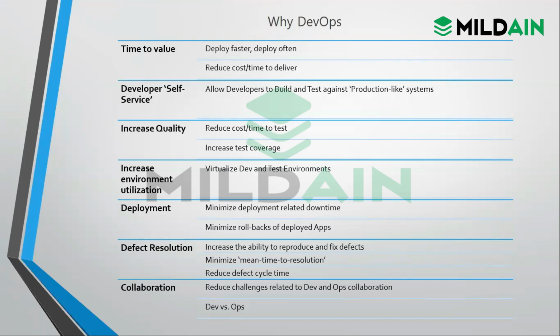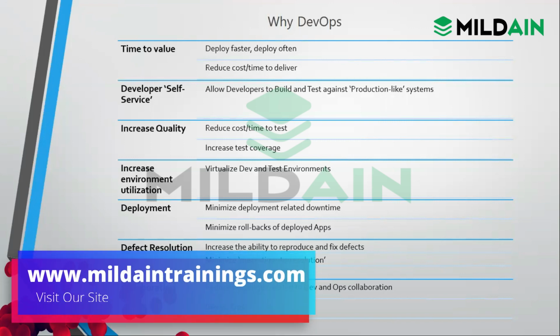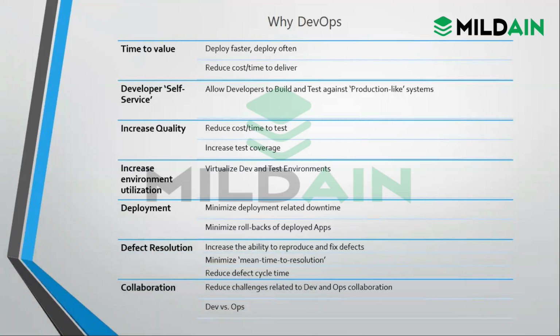Even defect resolution is better, because immediate information is received and the implementation is immediate. So that is immediate feedback. Whatever the issue was is resolved immediately. Dev and Ops are working in collaboration. So these are the needs for DevOps.